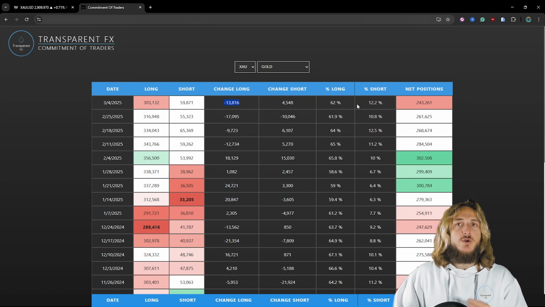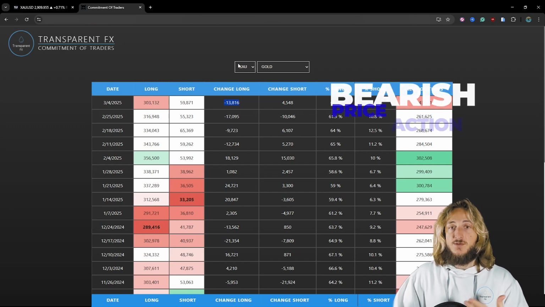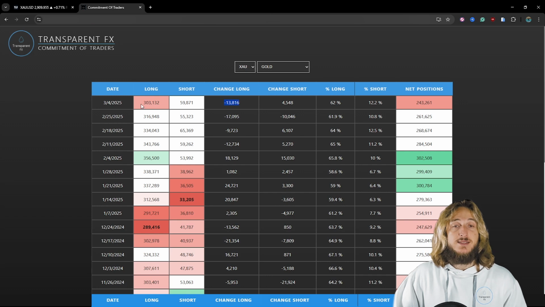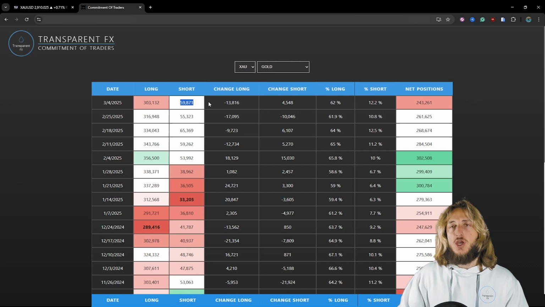However, even though in the short term, institutions seem to be moving to the bearish side for gold, in the long term, the trend is very clear. We can see how we currently have 303k longs compared to only 59k shorts. So a huge amount of longs compared to shorts from an institutional perspective. So the long-term picture is very clear.